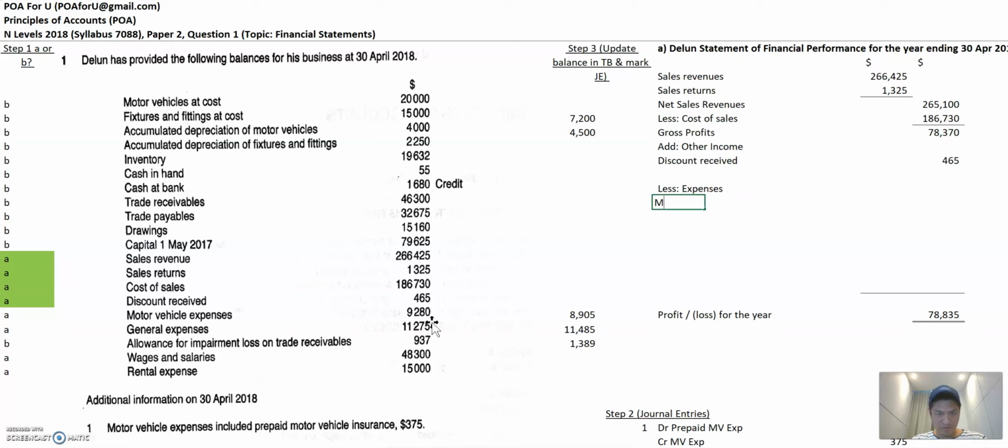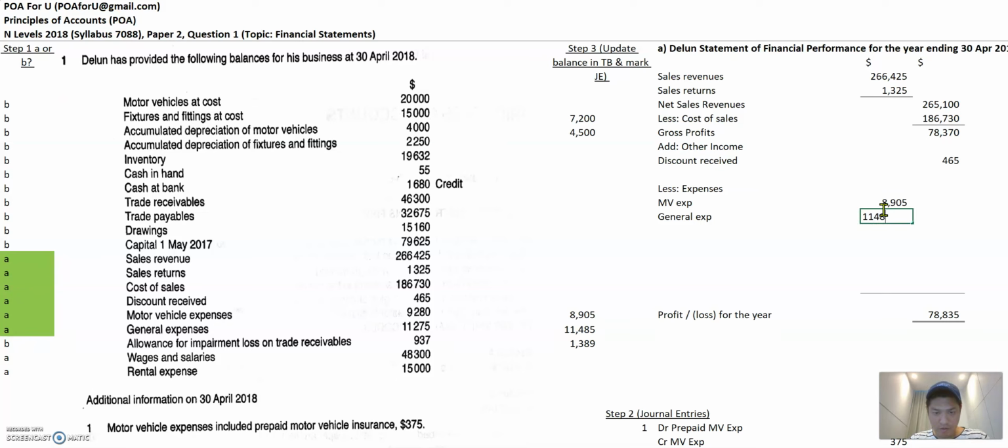So we have motor vehicle expense. I'm going to abbreviate it a bit. I'm going to click this off, and how much is that? 9280. I've already made one mistake here. It shouldn't be 9280. There's a new balance here, so I always pick the new balance. So I have 8905. Then the next one is general expense, and I'm going to click it off, and general expense is a new number as well.